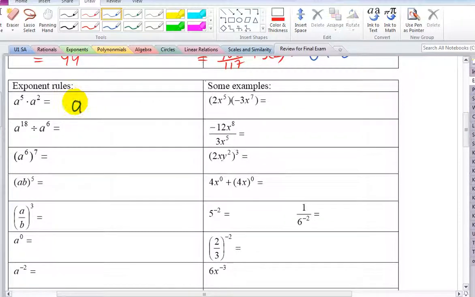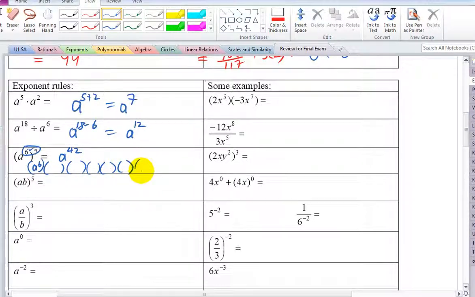We're multiplying the same base, whether it's letters or numbers, add them up. And so you get a exponent 7. When we're dividing, we subtract. So it's 18 minus 6. When we have a power to a power, we multiply. So that's a exponent 42. If you expand that out, there's 7 a6s. So it's a lot more than just 12 or 13. Okay, there's a whole bunch more.